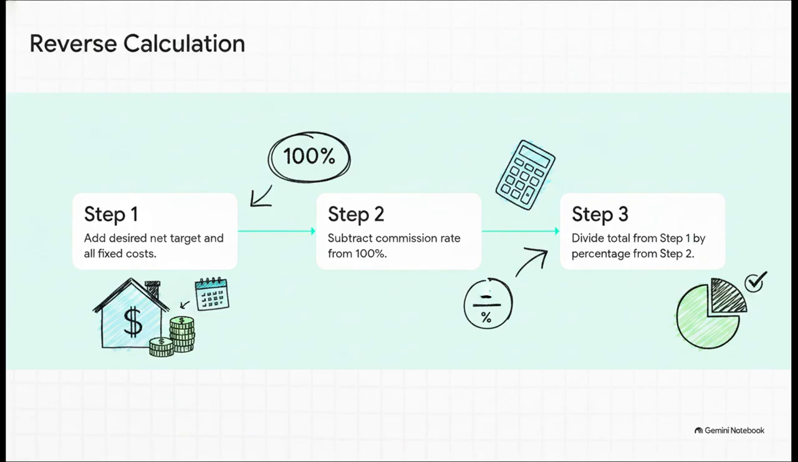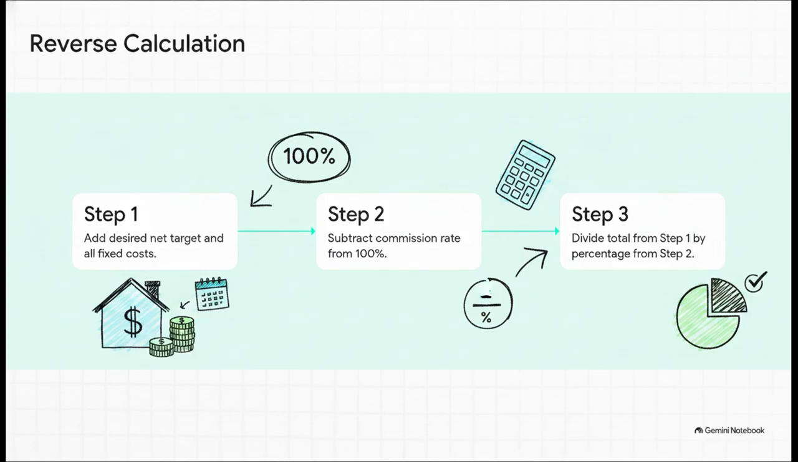Step 1. Add up every single thing the seller wants to keep, plus their fixed costs, like a mortgage payoff. Step 2, take 100% and subtract the commission rate. So if it's a 6% commission, you're using 94%. Step 3, take your total from step 1 and divide it by your percentage from step 2.